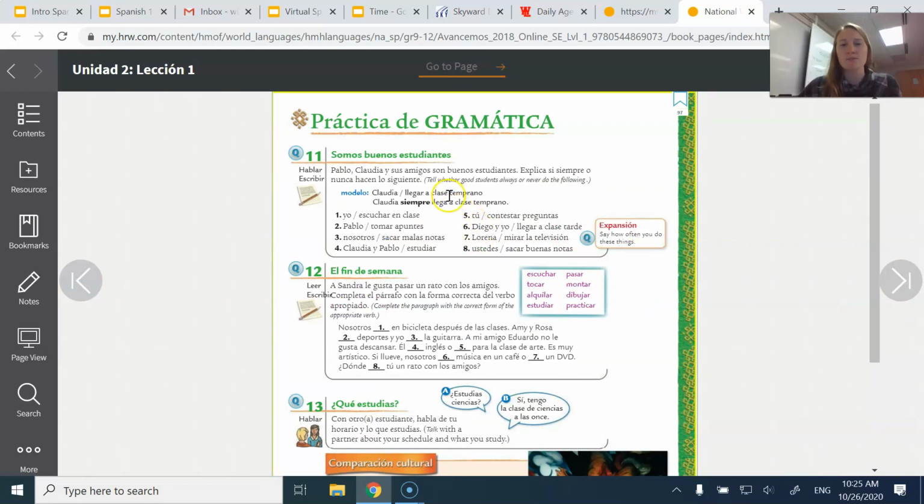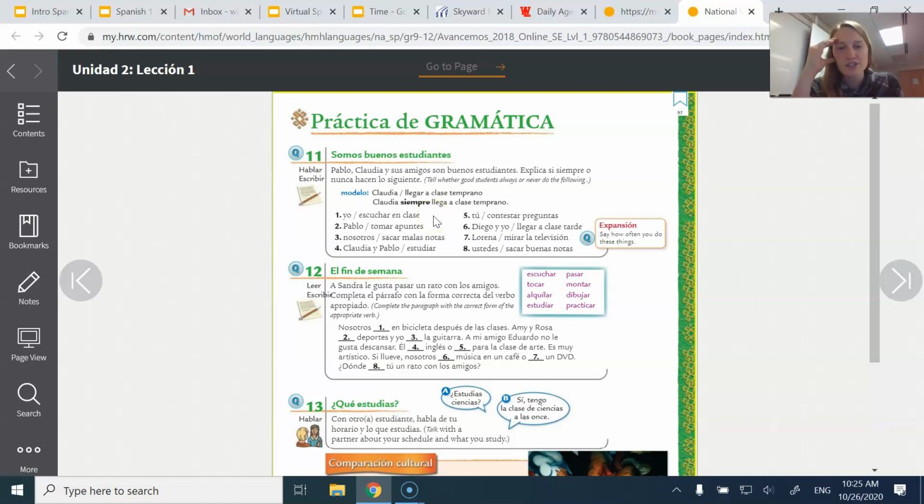Somos buenos estudiantes. Pablo, Claudia y sus amigos son buenos estudiantes. Explique si siempre o nunca hacen lo siguiente. So explain if they always or never do the following. So for example, if we're looking at, let's just do the first four together. Yo and escuchar en clase.